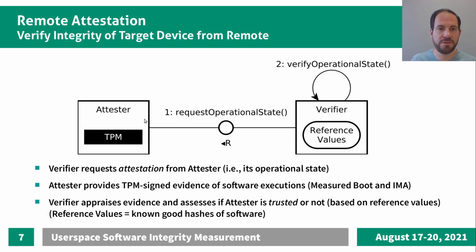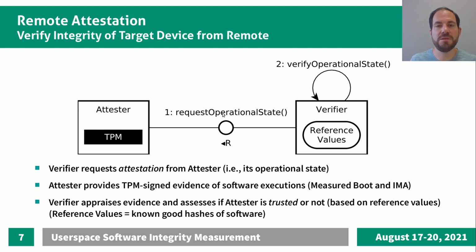In the graphic here, you can see an attester on the left, the target device, and on the right, a verifier who wants to verify whether or not the attester is in a trusted state, which means it wants to know whether or not it executes only authentic software, known good software.